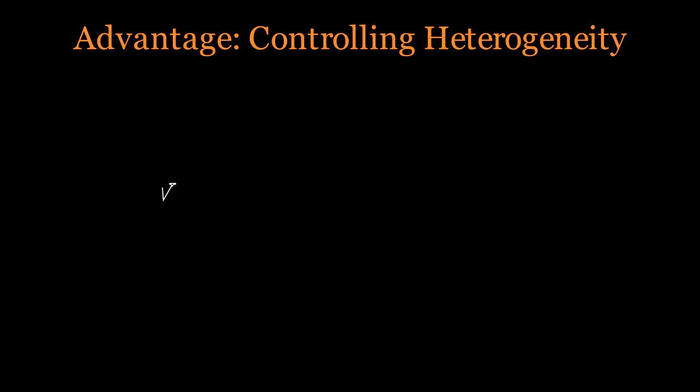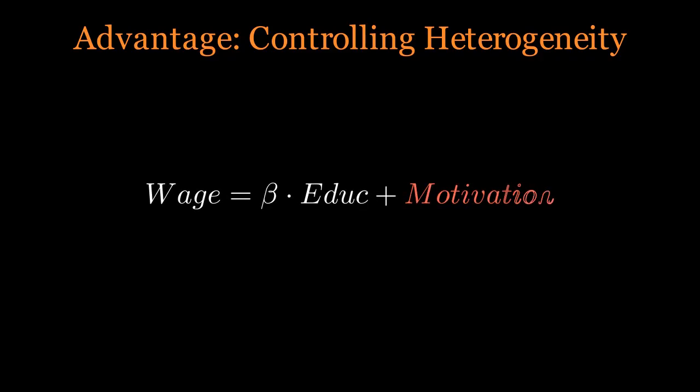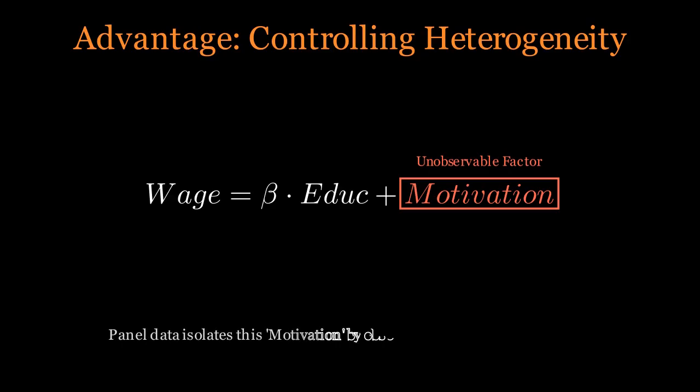Why is this so much better than just a snapshot? The biggest advantage is unobserved heterogeneity. Imagine studying how education affects wages. Some people are just naturally more motivated, a trait that is hard to measure. In a snapshot, this motivation might bias our results. But with panel data, because we see the same person at different times, we can subtract their individual fixed traits, allowing us to see the pure effect of an extra year of schooling.